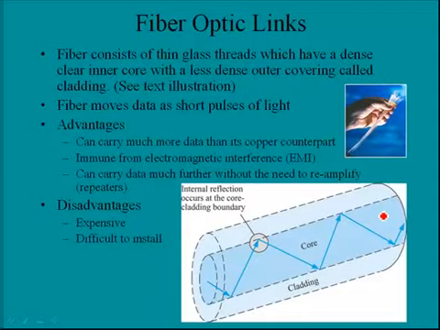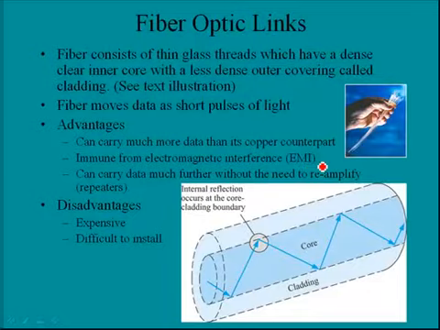The advantage of fiber optic cable is that it can carry much more data than its copper counterpart. So for years, copper has been the primary method of moving data, but they're finding that with fiber optics, we can move much more data. And it is immune from electromagnetic interference, EMI.